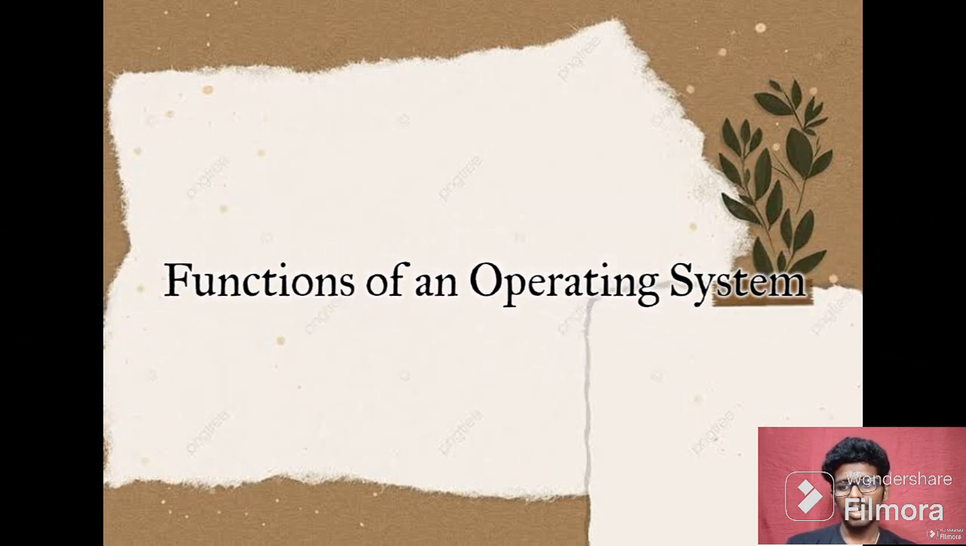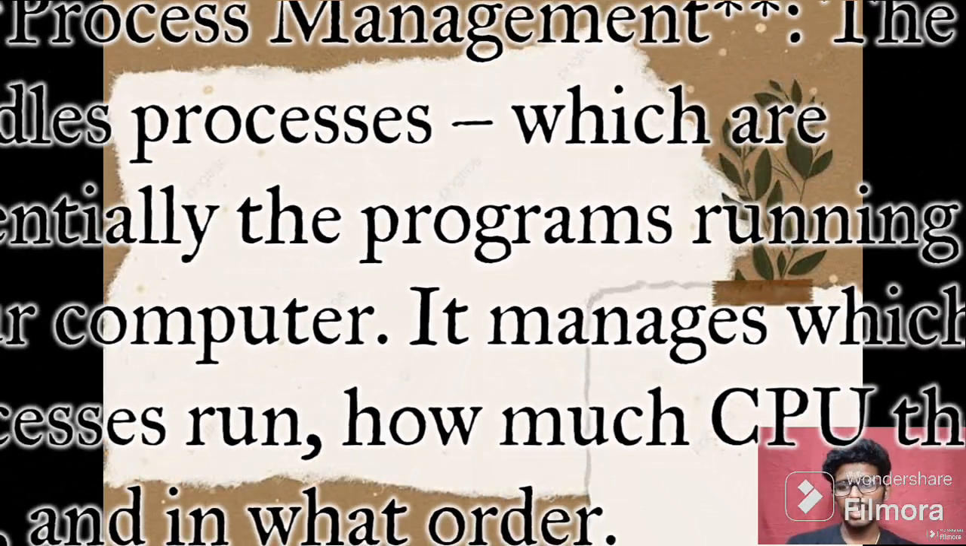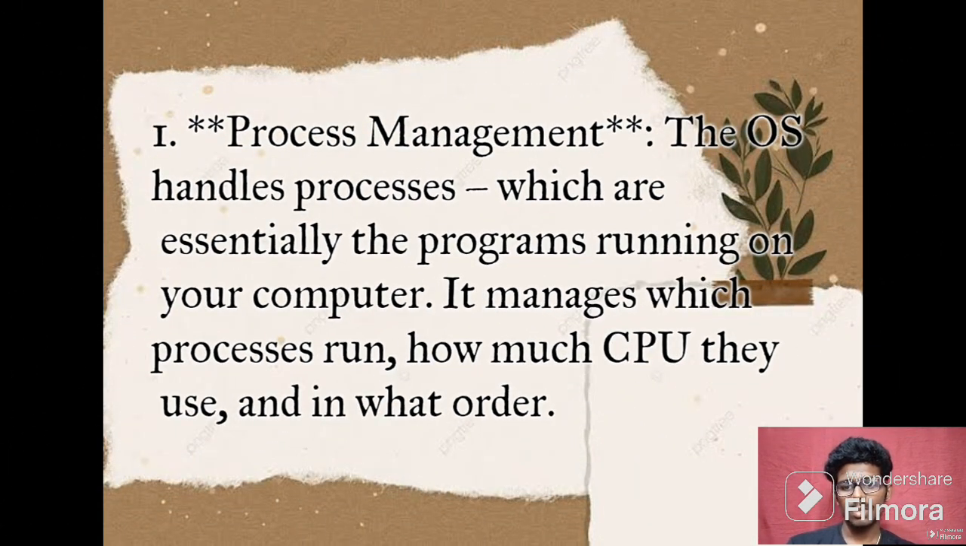Now let's see functions of an operating system. Now let's look at some of the primary functions of an operating system. First function is process management. The OS handles processes, which are essentially the programs running on your computer. It manages which processes run, how much CPU they use and in what order.